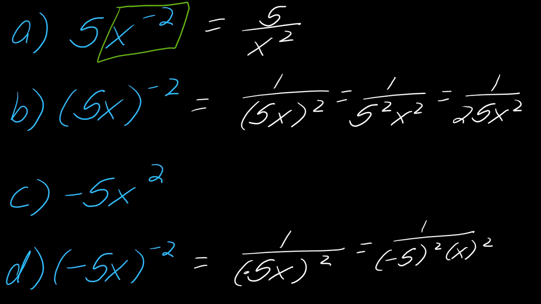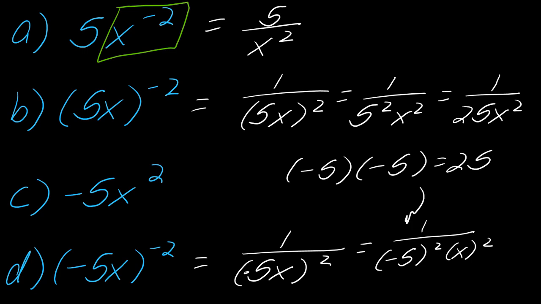So notice how I've broken this up and I've maintained the parentheses. So now, since this is negative 5 in parentheses squared, remember, that becomes negative 5 times negative 5. So that equals 25 down there. Sorry, that was a terrible arrow. Over here, boom. So this becomes 1 over 25x squared.